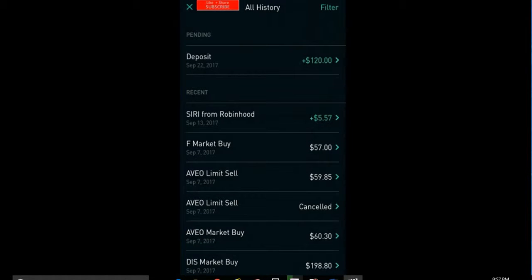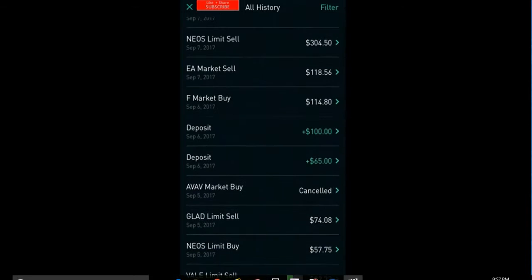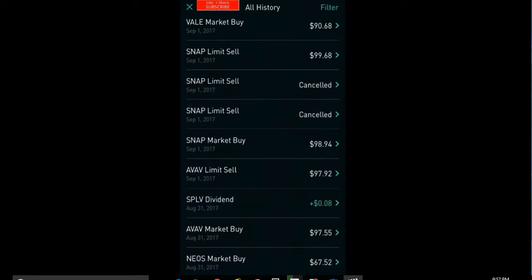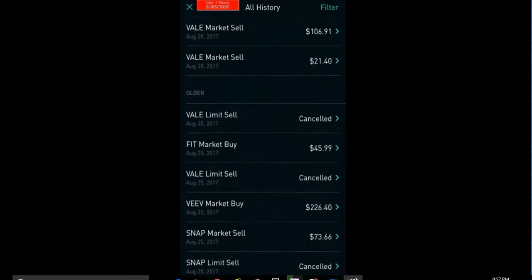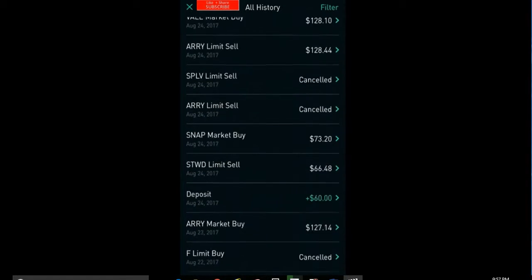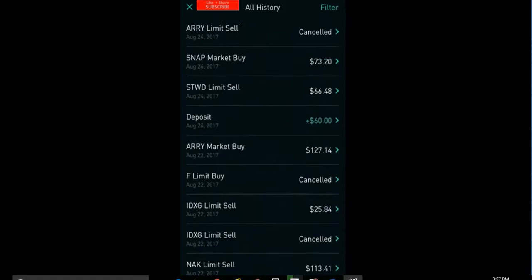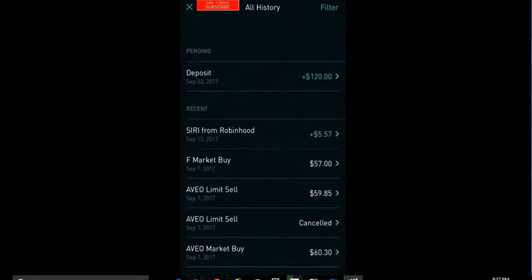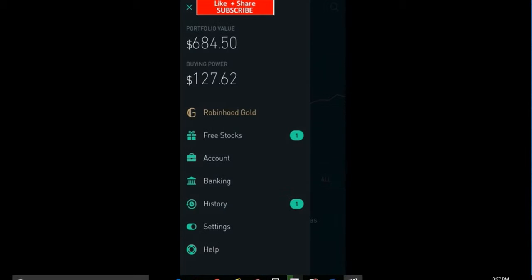History, you can see your deposits and all of the trades. As you can see, if I go down through here in a month, this is a lot of different trades. I did a lot of attempts at day trading, and I was successful on many occasions, but ultimately I did deposit $695, and I currently am sitting at $684. So I'm in the red if you look at how much money I've deposited compared to where my stocks actually sit.